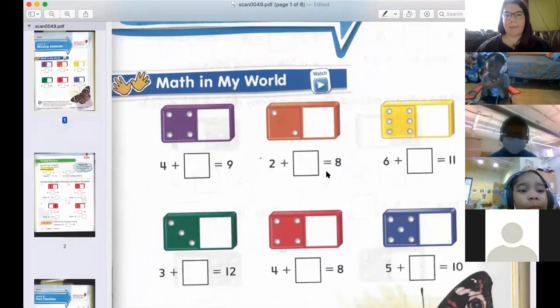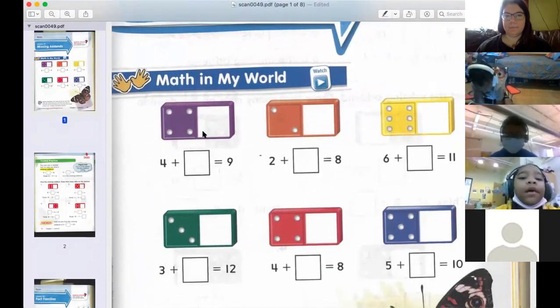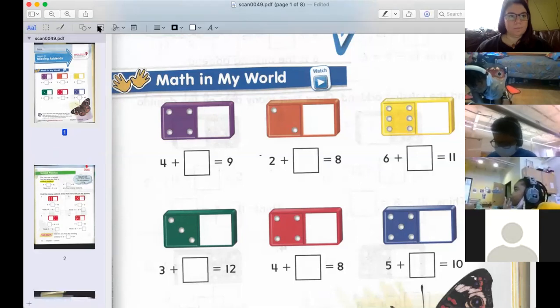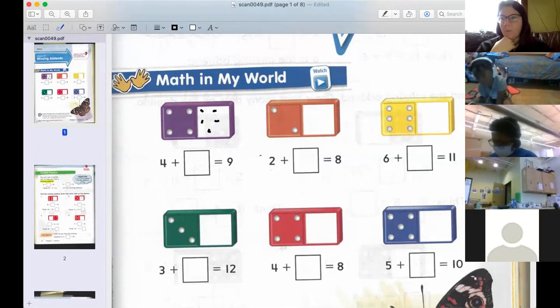So just what we were talking about, missing addends. Here we're using dice. So 4 plus what equals 9? Well, if we're not sure, we can count up. 4, 5, 6, 7, 8, 9. How many more did I add to get to 9? Elijah, 4 plus what equals 9?